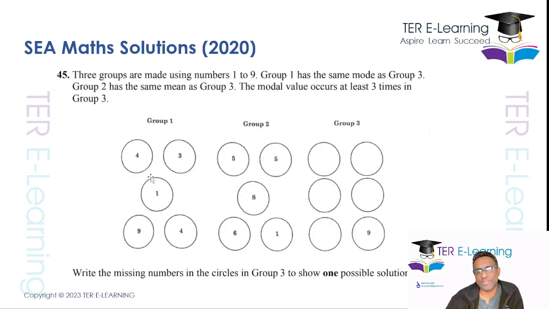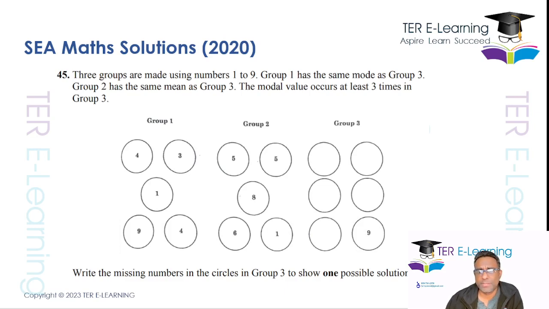And the last question here now. 3 groups are made using the numbers 1 to 9. Group 1 has the same mode as group 3. Group 2 has the same mean as group 3. The modal value occurs at least 3 times in group 3. Write the missing numbers in the circles in group 3 to show one possible solution.